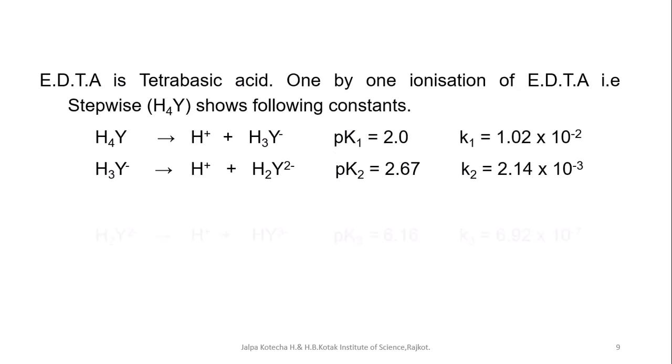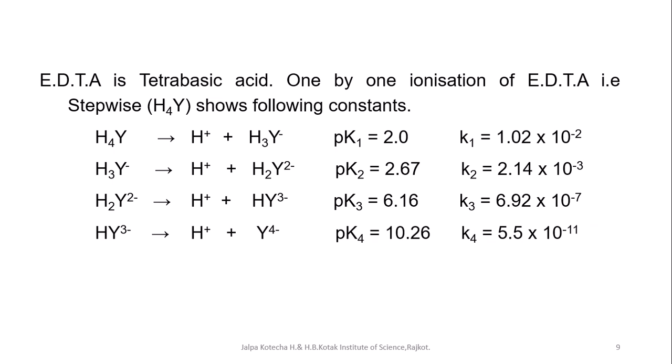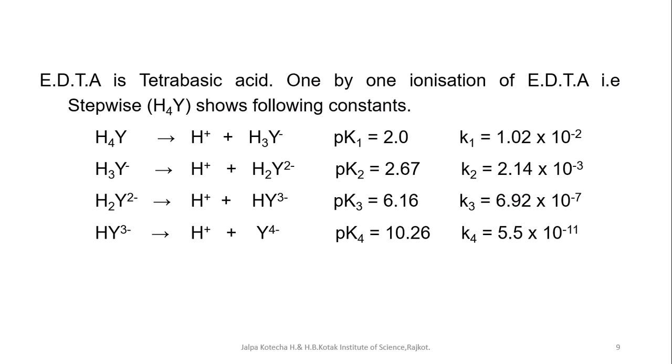EDTA is a tetrabasic acid, so it undergoes one by one ionization, or stepwise ionization, wherein H4Y, the general form, ionizes first giving H+ and H3Y-, then it undergoes a second, third and fourth ionization where the dissociation constant K1 value is given, from which we can also calculate the pK1, pK2, pK3 or pK4 values. So it shows the stability of the ions formed. This also depends on the pH of the solution.